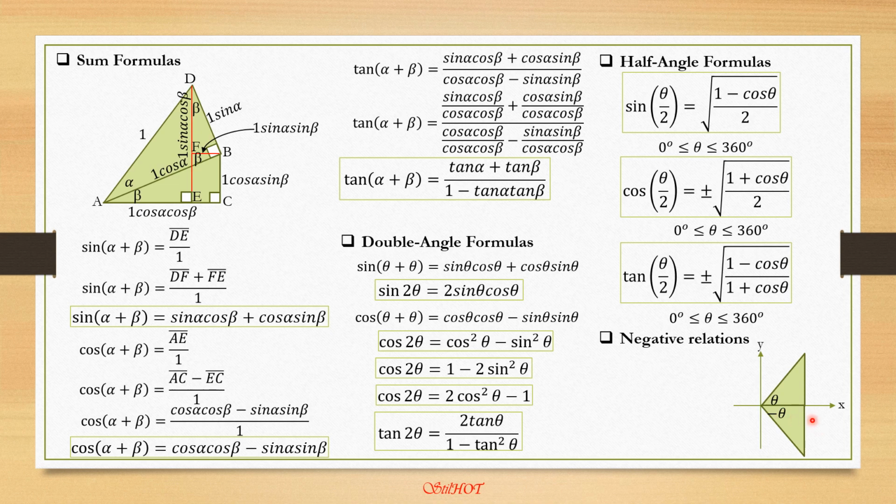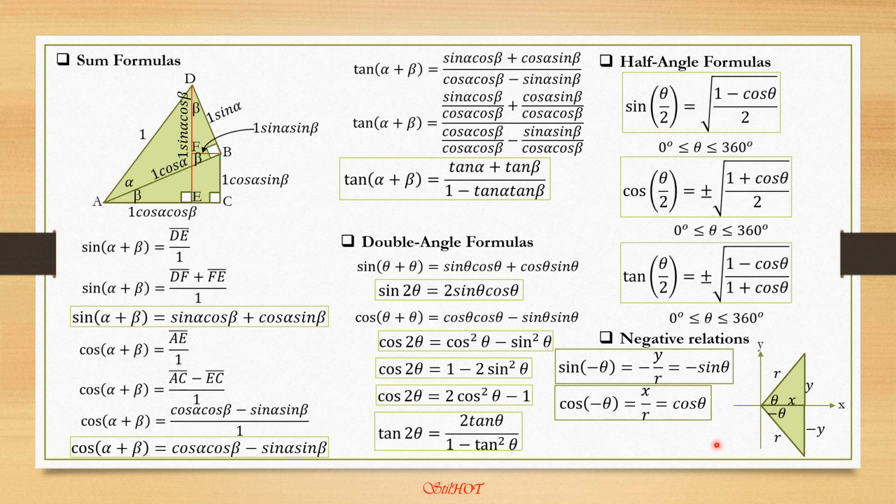So for a negative angle, the opposite is negative y. If this is positive y, x is common in the first and fourth quadrant. X is positive. Y is positive in the first but negative in the fourth. R is always R. So from the figure, sine of negative theta is negative y over r, so it is negative sine of positive theta. Cosine of negative theta is x over r, so it is just cosine of positive theta. And tangent of negative theta is negative y over x, but y over x is tangent theta. So therefore, tangent of negative theta is negative y over x, or negative tangent of theta.